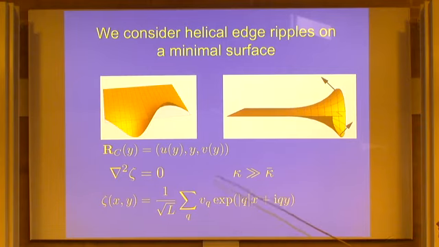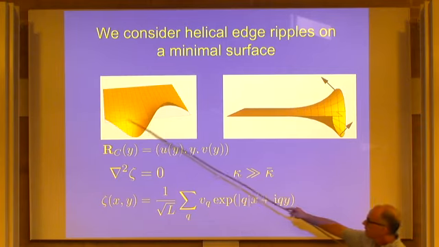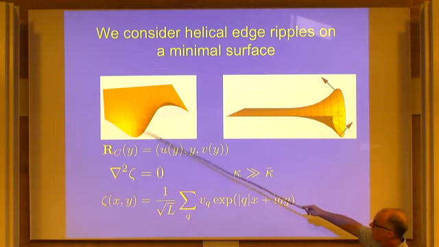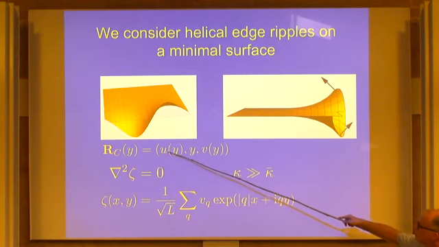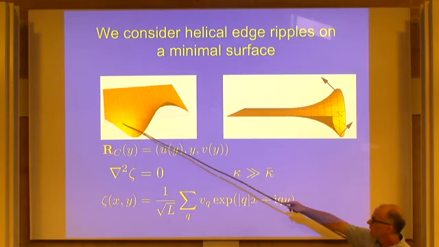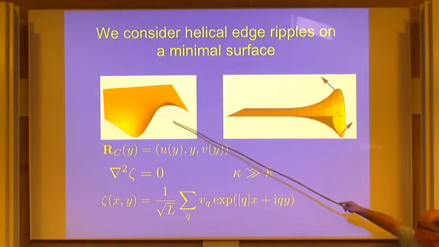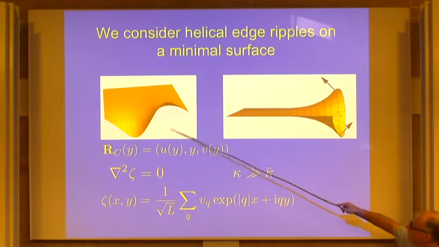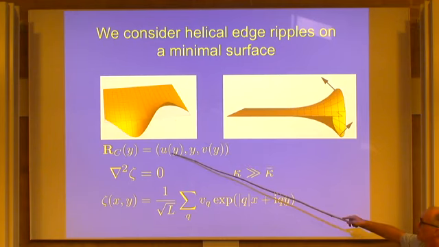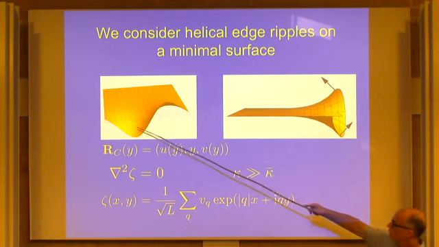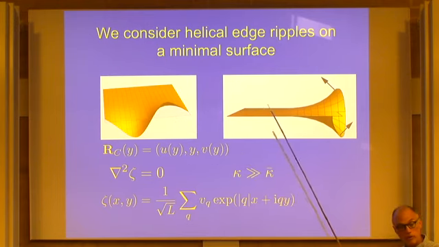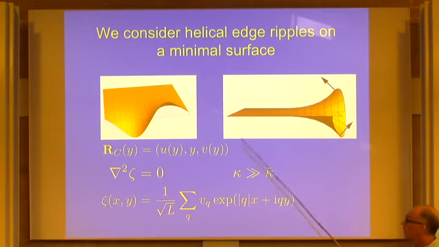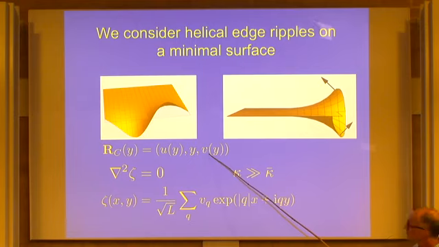The problem is here. So again, here's the straight edge, and here's the rippled edge. So we're going to look at the edge. So okay, what are all these things? y is along the edge, and x is perpendicular to the edge. So the curve RC is the edge, and it can have a horizontal component, an in-plane component, and a vertical component. So U is horizontal, that's what we used before, and V is vertical.